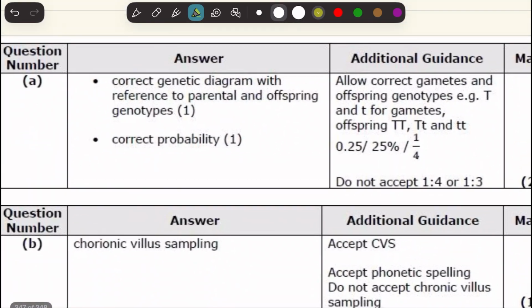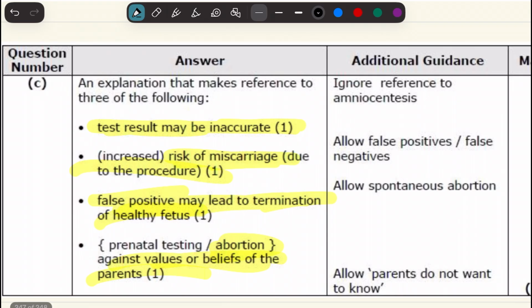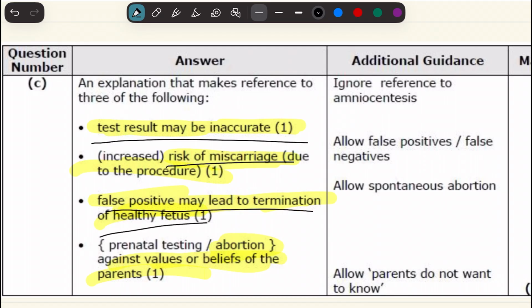Now going to the mark scheme, CVS, it said 11 weeks. What we say is 11 to 14 weeks, mainly going with CVS. And then also, when we talk about why they might not want to, they may have done research and known it's not always going to be accurate. They may have done research and seen, or they would have probably been told, there's an increased risk of miscarriage, false positives, termination of a healthy fetus. And then also for some people it will be against their values or beliefs. So make sure that you are happy with those points and you are able to explain why someone might not want to go for some genetic screening.